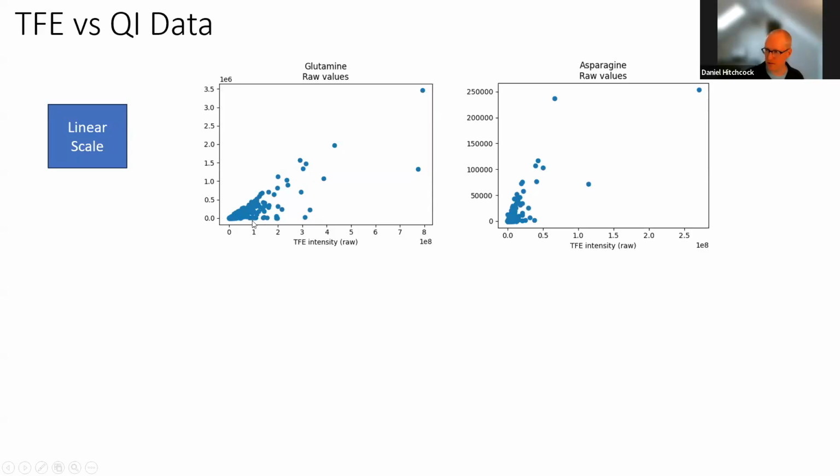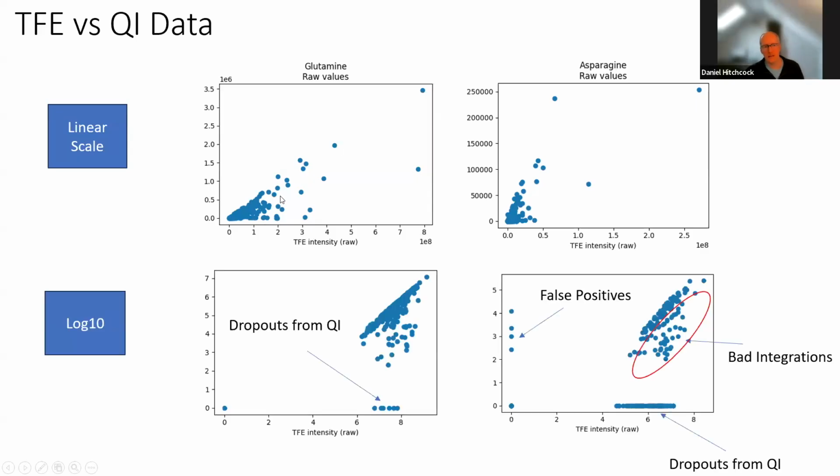I also plotted these on log scale, and this shows that these were dropouts that for some reason our non-targeted software, Progenesis QI, didn't pick up. Again, not to call out that software, it actually works great. And there's a lot of others too. These are bad integrations, dropouts.